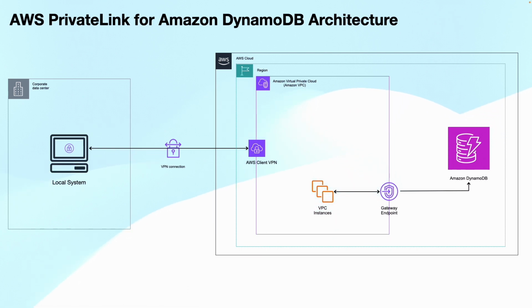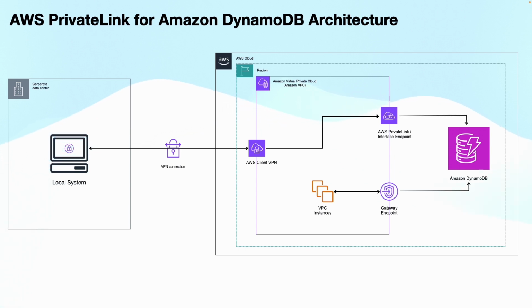So once we have that VPN connection established, we can have AWS PrivateLink, that is, an interface endpoint set up, and we can access Amazon DynamoDB from the on-premises system using the interface endpoint without any public IP address. So this is the architecture that we are going to implement in this video.